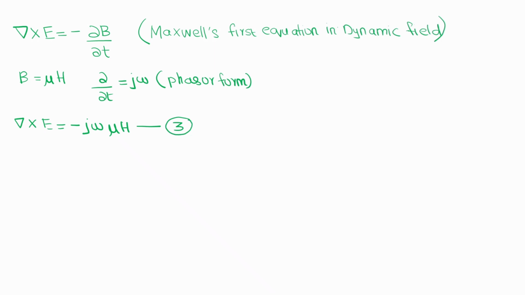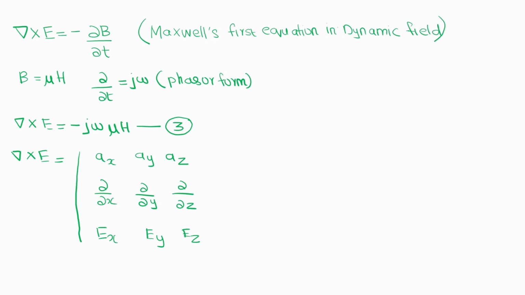So del cross E can also be represented in the determinant form. That is the determinant with ax, ay, az, then dou by dou x, dou by dou y, dou by dou z, then the electric field components Ex, Ey, and Ez. Now we have to solve this. For that, we have to find the determinant.